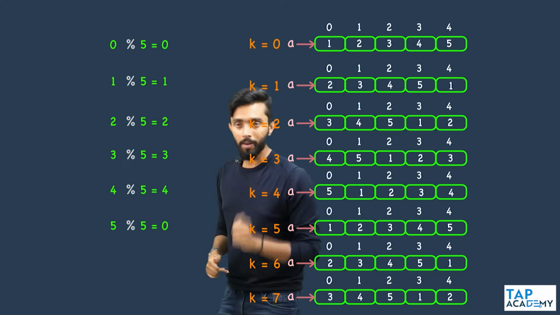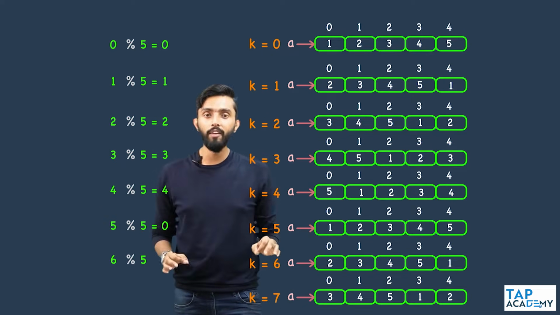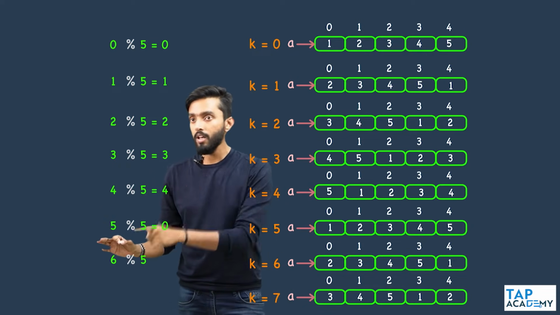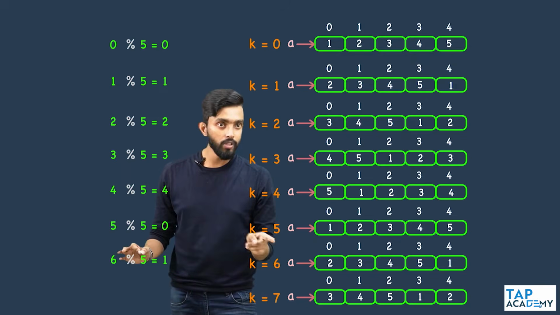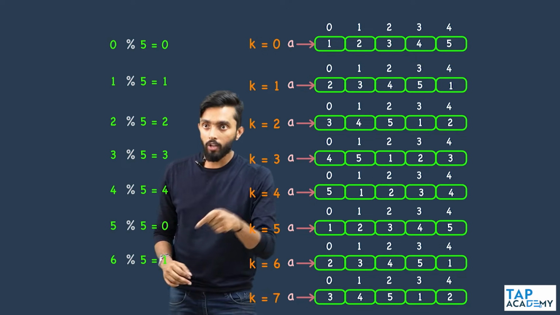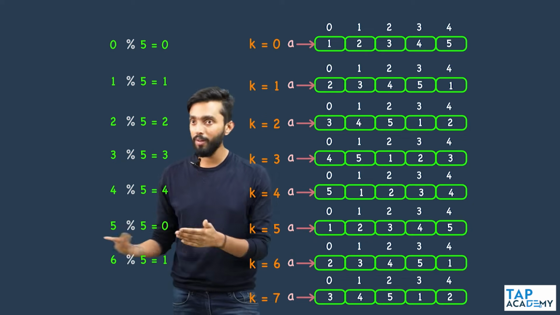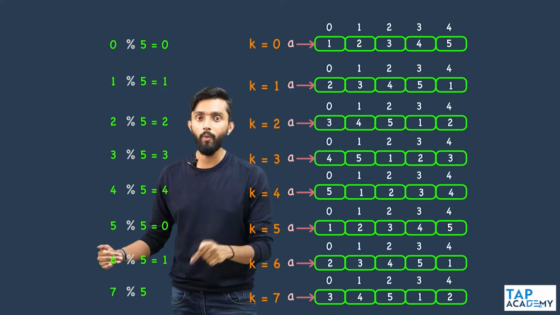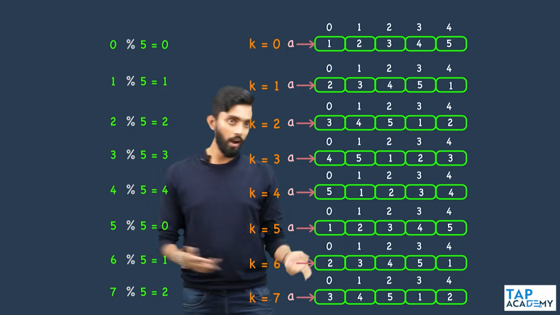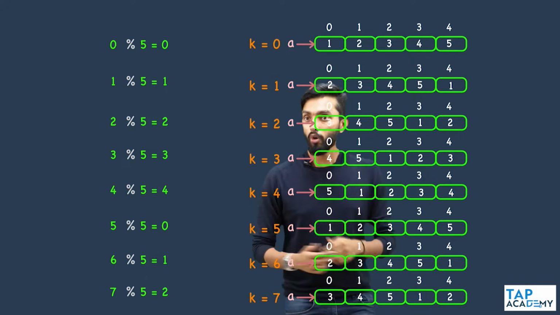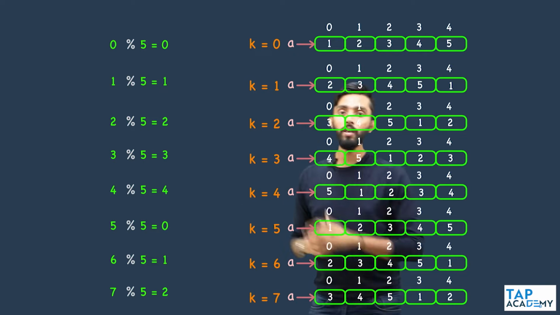Brilliant, isn't it? Similarly, 6 modulo 5. 6 modulo 5 means, what is the remainder? 1. And if someone asks me to rotate it 6 times, actually I want k to become 1 because I should only rotate it once. I hope you're able to think. Beautiful. 7 modulo 5, what is the remainder? 2. And only 2 times I have to rotate. So do you see how I could transform the k value?